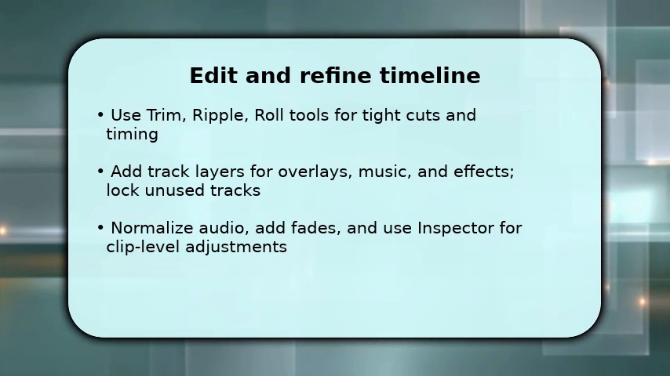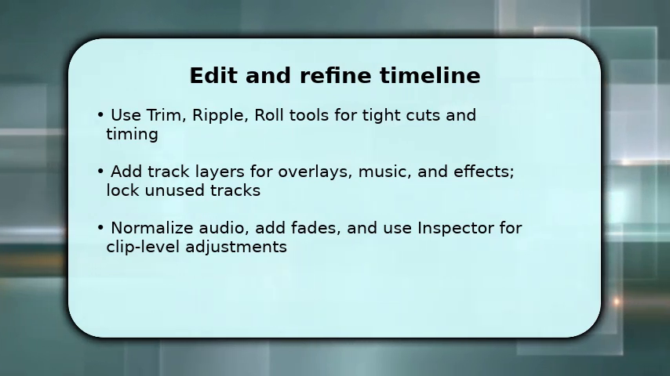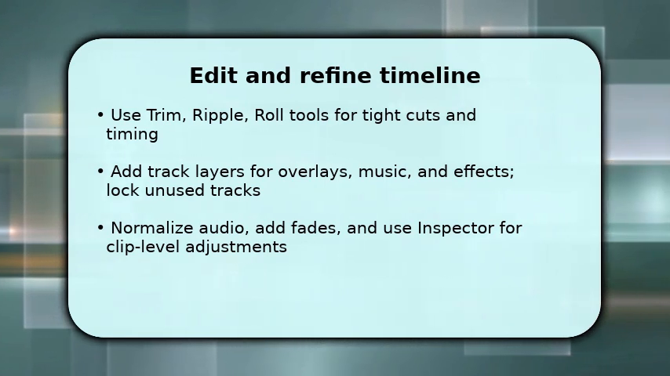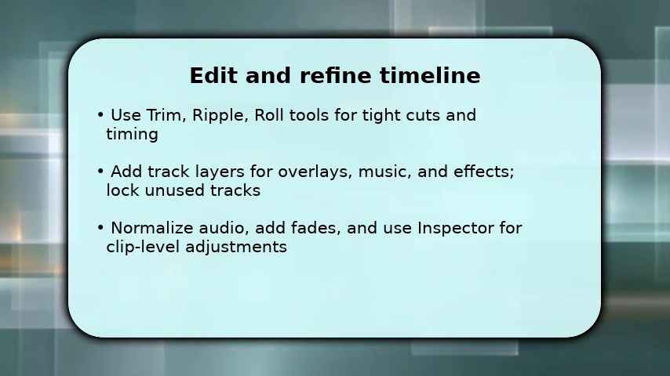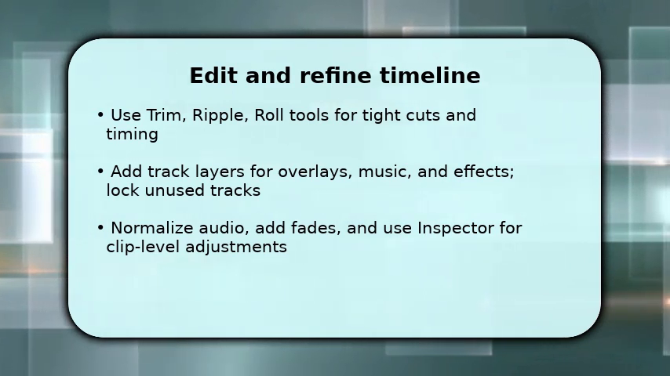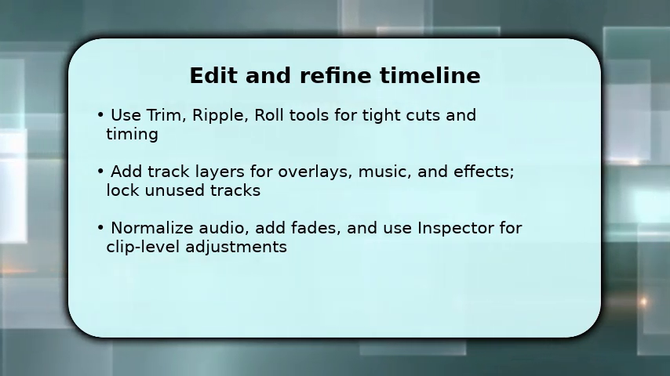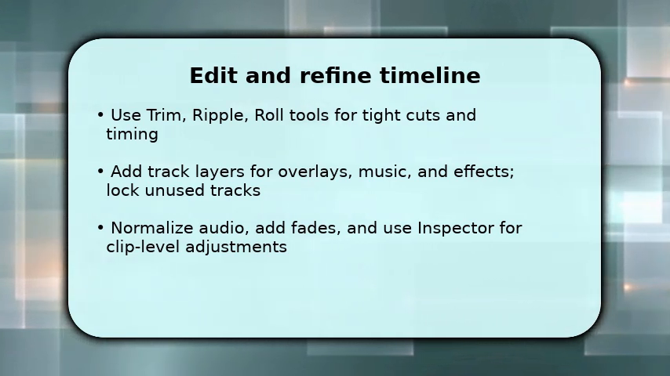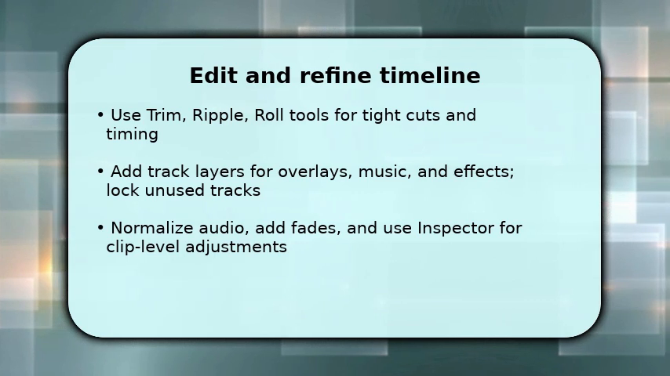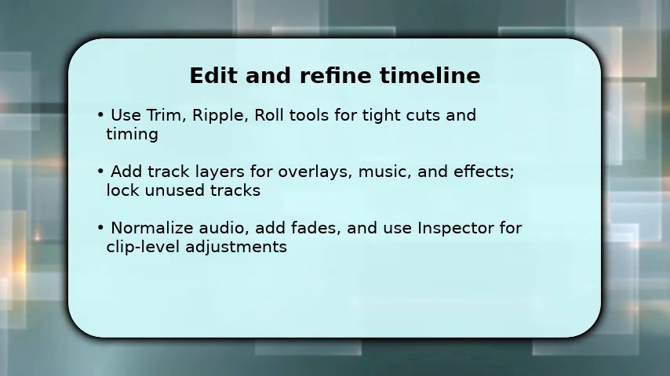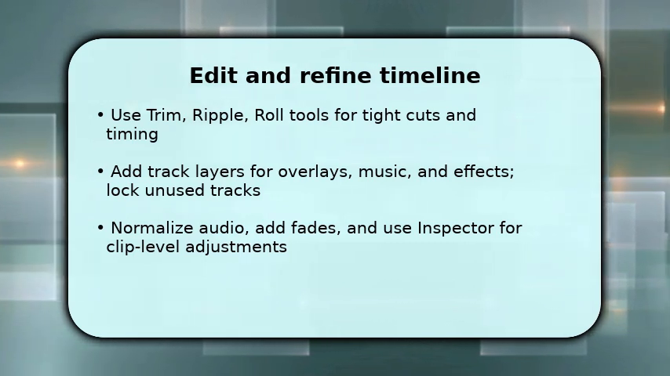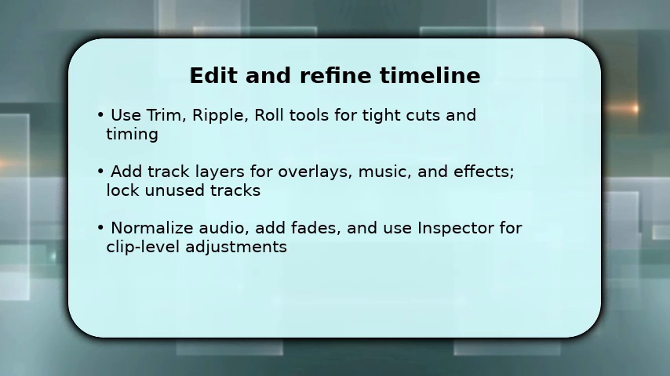Next, you refine your sequence. Trim with precision using the trim and ripple tools, and tidy transitions with short cross dissolves or straight cuts depending on pace. Once done, organize elements on separate tracks: dialogue, music, SFX, and graphics, and lock tracks you're not editing to avoid accidents. Make sure to adjust clip properties in the inspector for scale, position, and speed changes, and normalize audio to keep levels consistent across scenes before moving to color and effects.